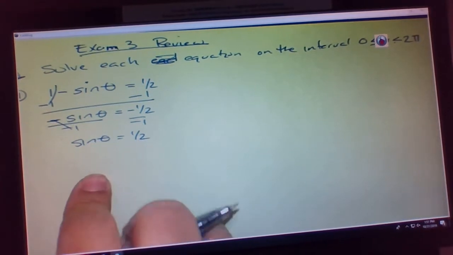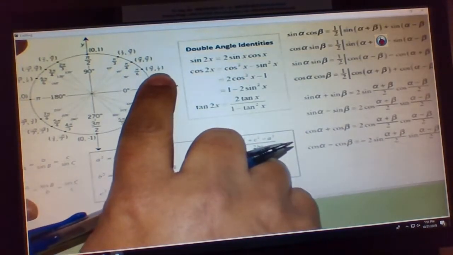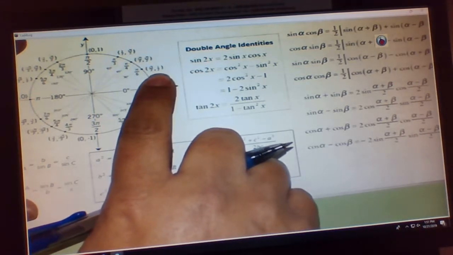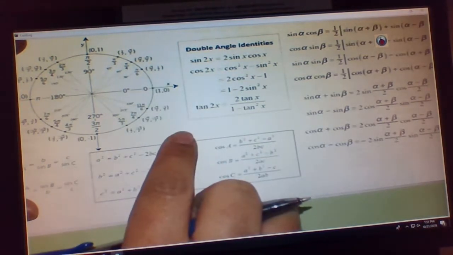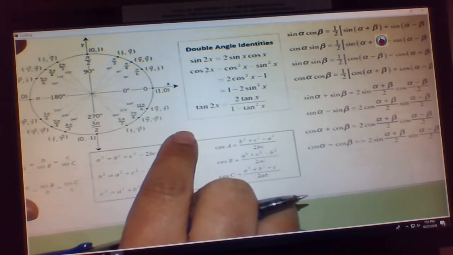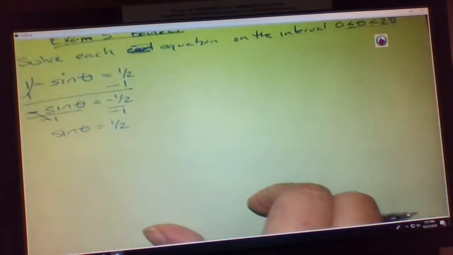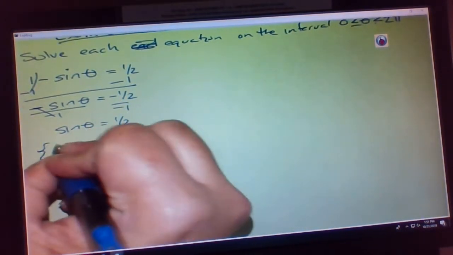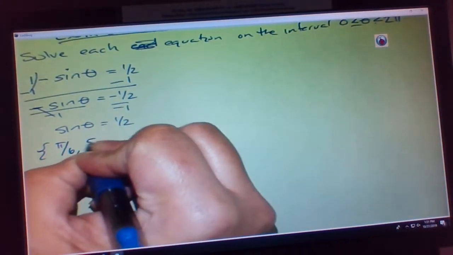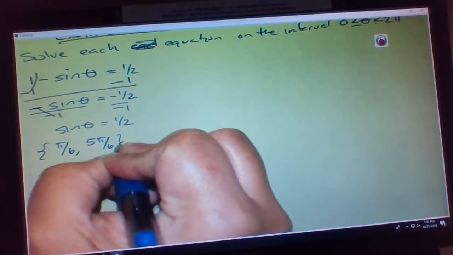So where is sine a 1/2? And remember, sine is your y. So when is your y a 1/2? At pi over 6 and? No, 5 pi over 6. And 5 pi over 6, which is right there. So at those two. So my answer for this problem is pi over 6 and 5 pi over 6.